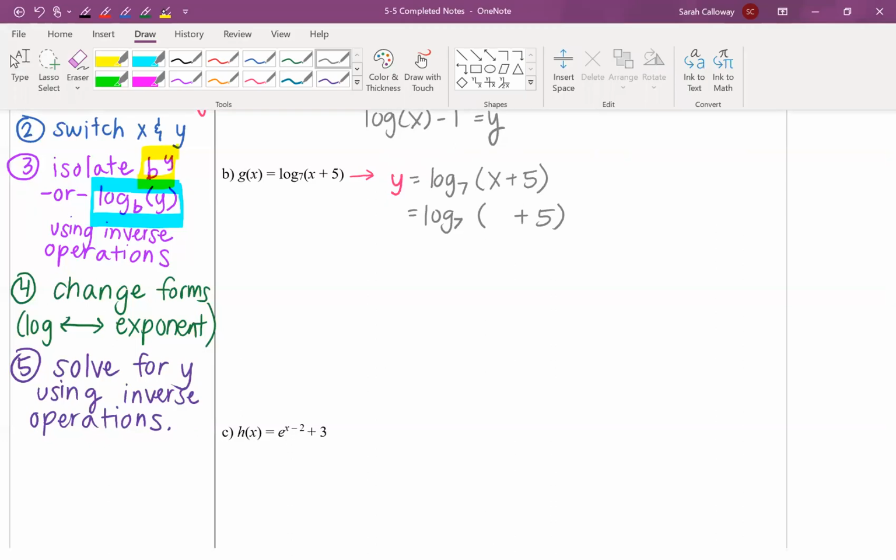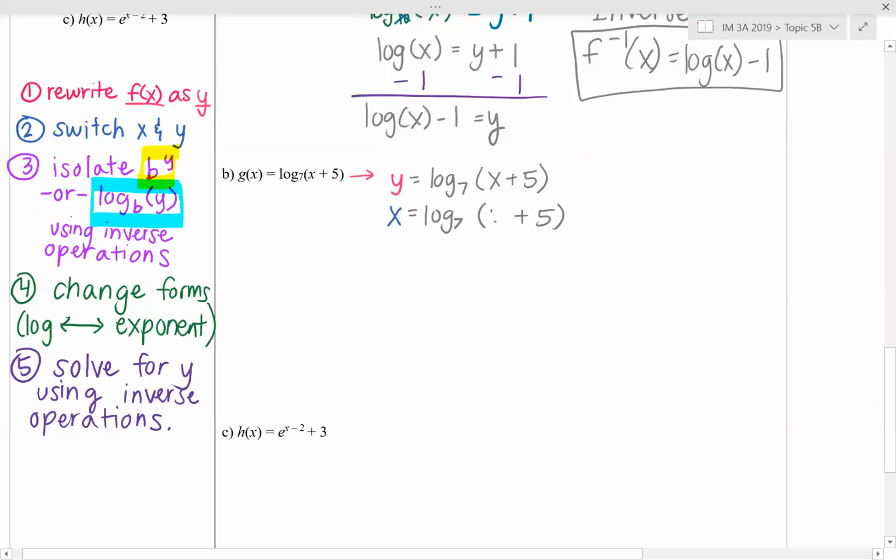I'm going to change my y to an x and my x to a y. So that gives us x equals log base 7 of y plus 5. On the right-hand side, because everything that's not the log is inside parentheses, I have this isolated. So I do not have to do any work for step 3. Step 3 is good. I'm ready to change forms.